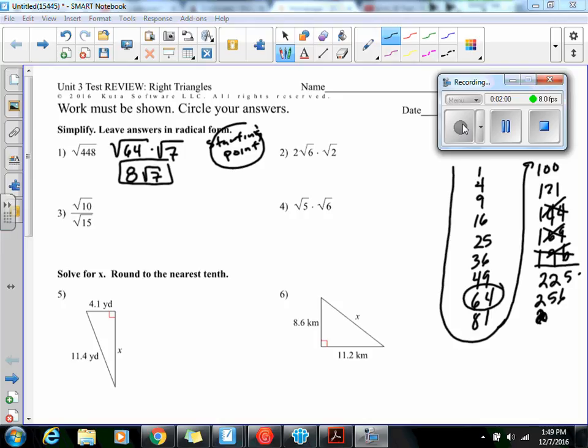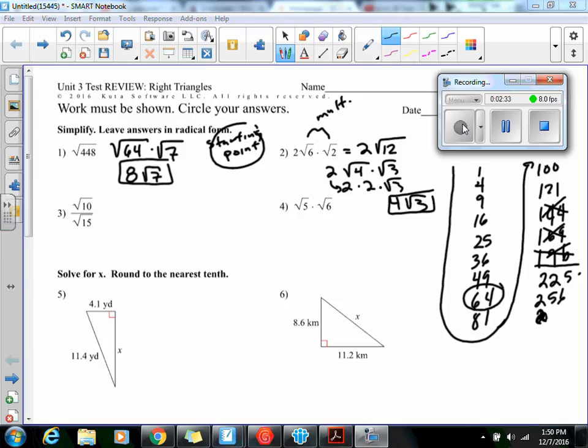Let's look at number 2. The rule for these is always that you want to multiply those together. So that's going to give me 2 square roots of 12. 12 breaks down into the square root of 4 times the square root of 3. The square root of 4 is 2, so I brought this 2 down, and 2 times 2 is 4 square roots of 3. So that's that answer. I come over here.